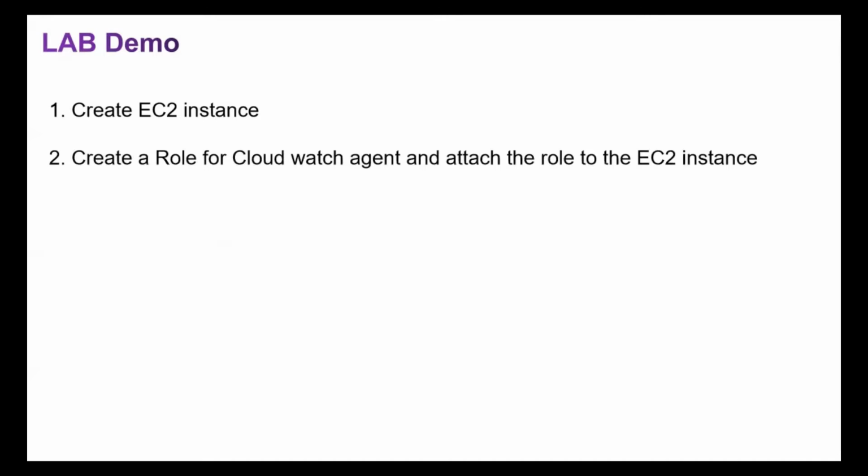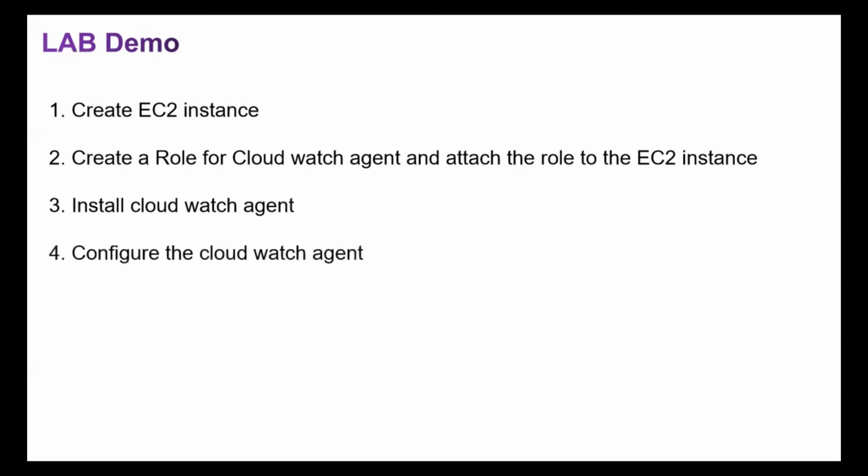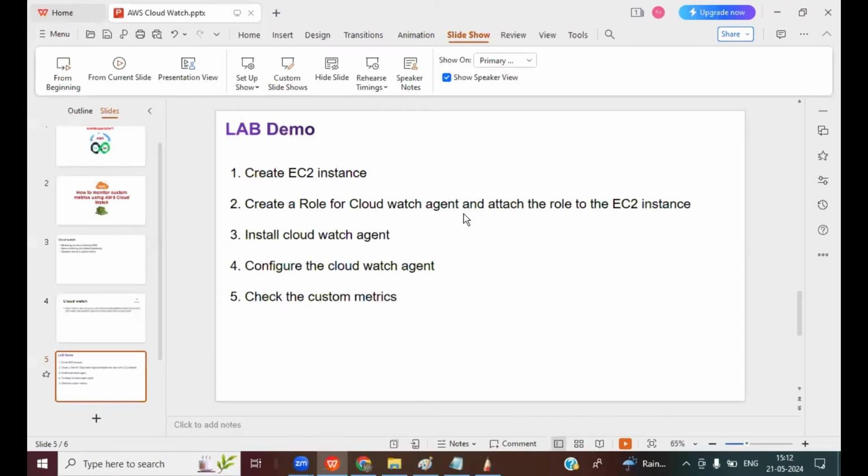So what is the first step? Let's go ahead and create an EC2 instance. Then we will create a role for the CloudWatch agent and then attach it to the EC2 instance. So in whichever instance we are going to install a CloudWatch agent, that instance should have some appropriate permissions. So for that, we need to create a role. Then we need to install the CloudWatch agent. Then we need to configure the CloudWatch agent. Then let's see after the configuration whether the custom metrics are getting collected. And then, we will just validate if we are able to see the custom metrics. Right, so let us just get directly into the lab demo now.